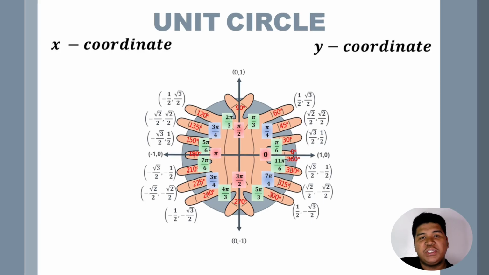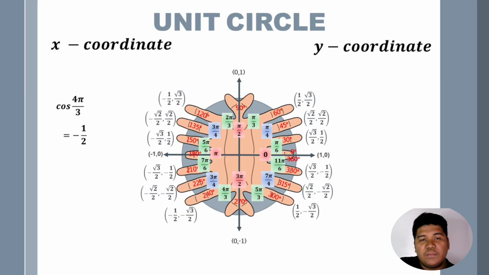So, for application, let's find some trigonometric values using radians. So, cosine of 4 pi over 3. Let's locate the 4 pi over 3 in the third quadrant. The x-coordinate is negative 1/2. So, cosine 4 pi over 3 is equal to negative 1/2.